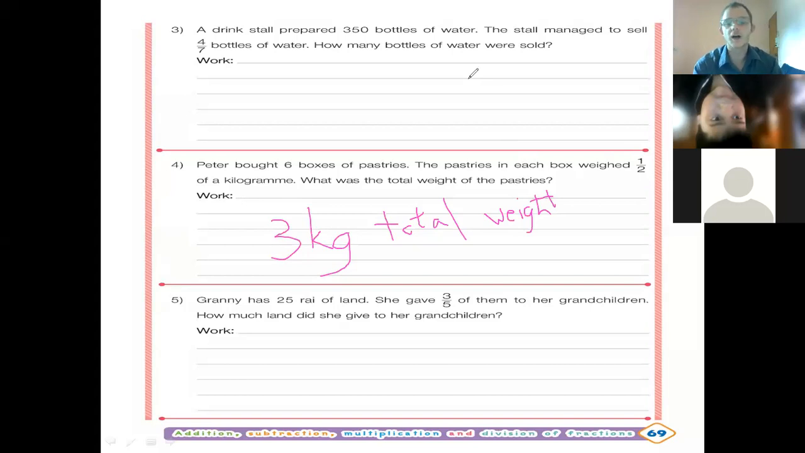Granny has 25 rai of land. She gave 3/5 of it to her grandchildren. How much land did she give to her grandchildren? She has 3/5 of the land. How much did she give? Who knows?